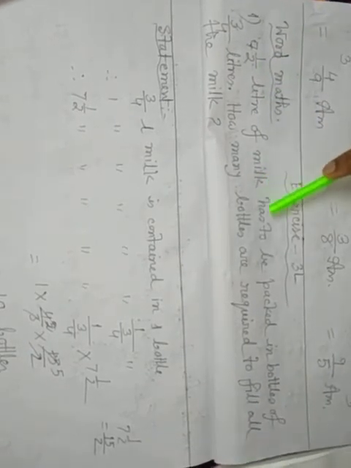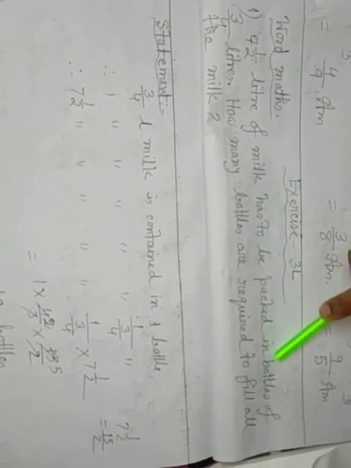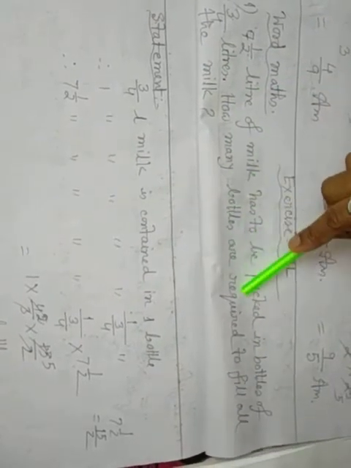Okay. Exercise 3L. 3L is word problems, that is, problem sums of fractional division. Number 1. 7 1 by 2 liter of milk has to be packed in bottles of 3 by 4 liters. How many bottles are required to fill all the milk?